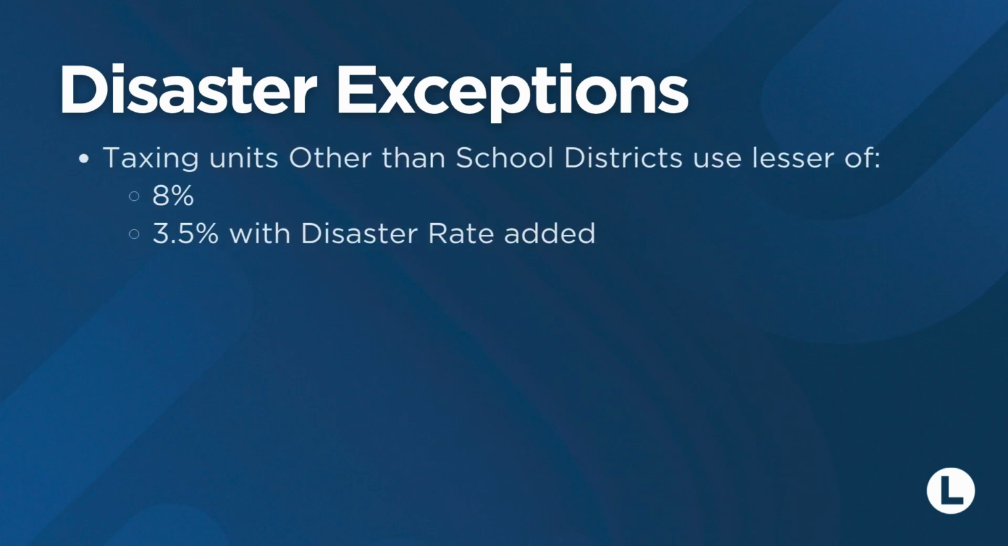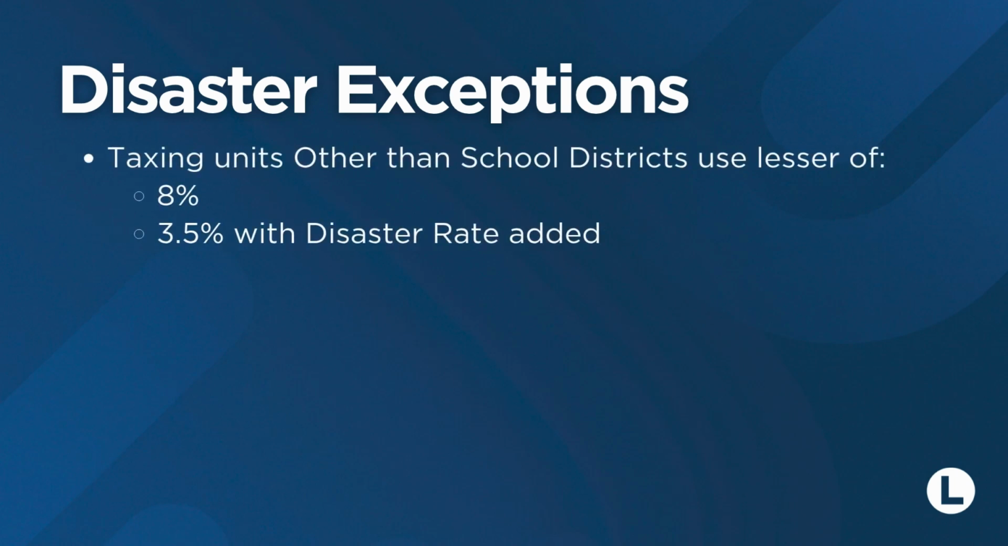The next thing is the Texas legislature revamped how the disaster exceptions are going to be working this year. For taxing units other than school districts, they're going to be using either the 8% or the 3.5% with a disaster rate added to it.